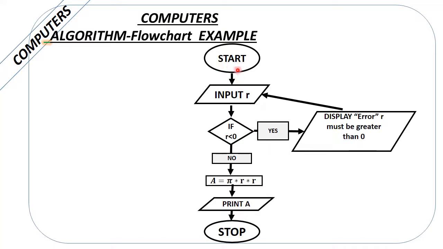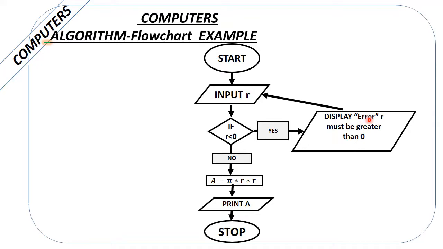So let's try to read this. Start, the program starts, input R, so we expect the user to enter any number. Then from there we go to the diamond where a decision has to be made. In the diamond here, we ask ourselves, is the number that has been entered less than 0? If that number is less than 0, then there are two directions we can go: there's no, and here is yes. So if that number is less than 0, which means we go to yes, then we display to the user that there is a mistake.